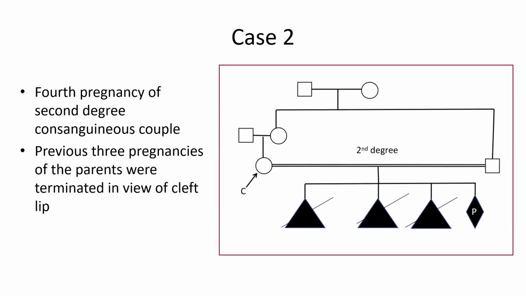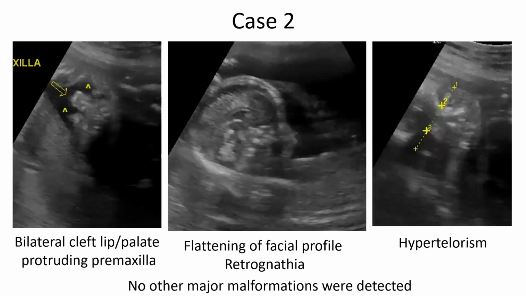Coming to the second family, this couple is second degree consanguineously married. They were referred to us in the fourth pregnancy, and before that, 3 pregnancies were terminated in view of only cleft lip. In the fourth pregnancy, also, ultrasound scan findings were of cleft lip and palate only, and a detailed scan was done. Here we can see the bilateral cleft lip and palate, flattening of the facial profile and retrognathia, and hypertelorism. No other major malformations were detected on scan.